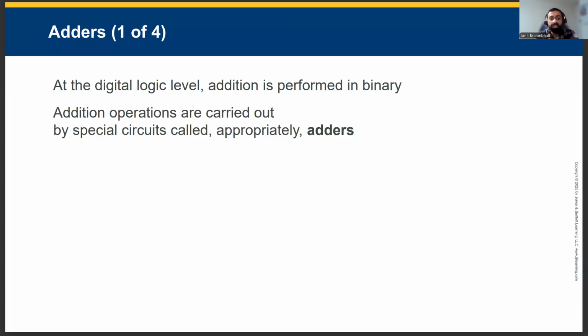Addition at the logic level happens in binary, one bit at a time. Specialized circuits called adders implement this operation. By chaining single-bit adders, we can add multi-bit numbers. Understanding adders is foundational because the same patterns extend to subtraction, comparison, and arithmetic logic inside a CPU.